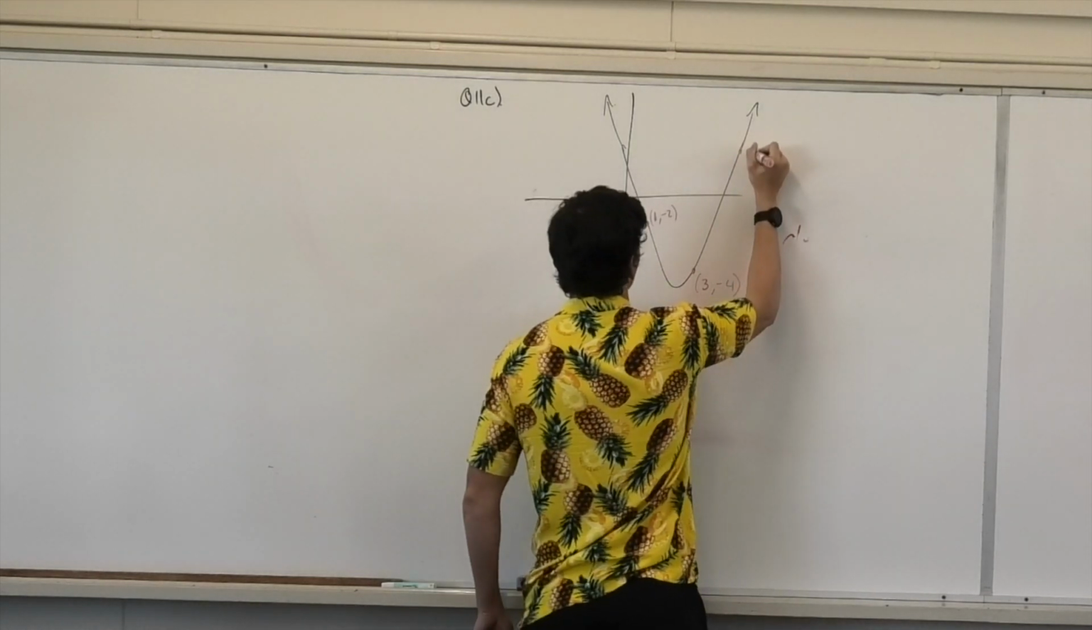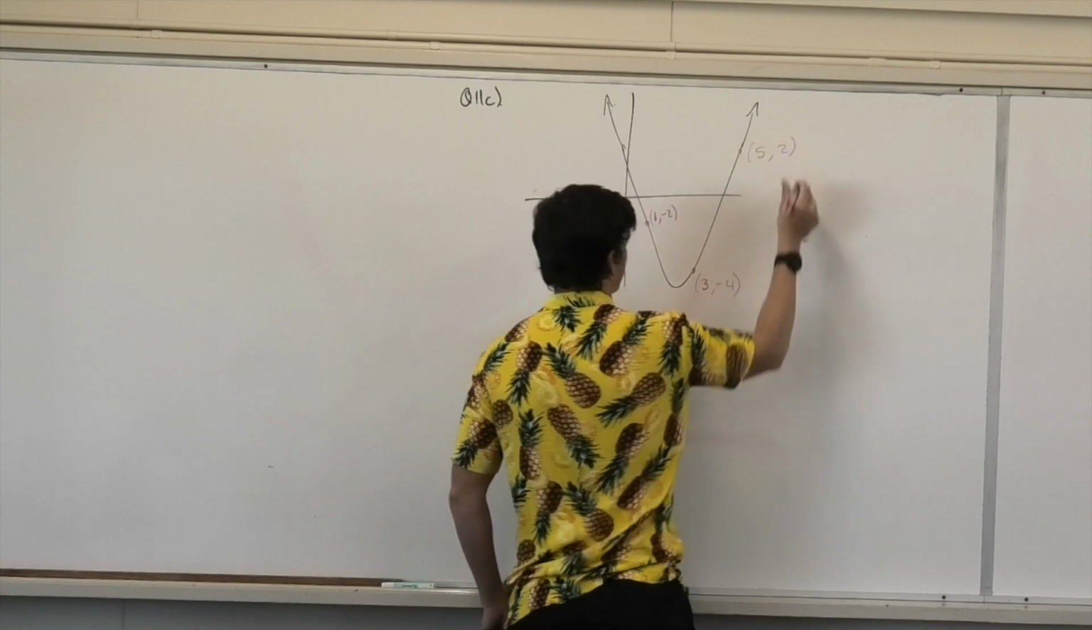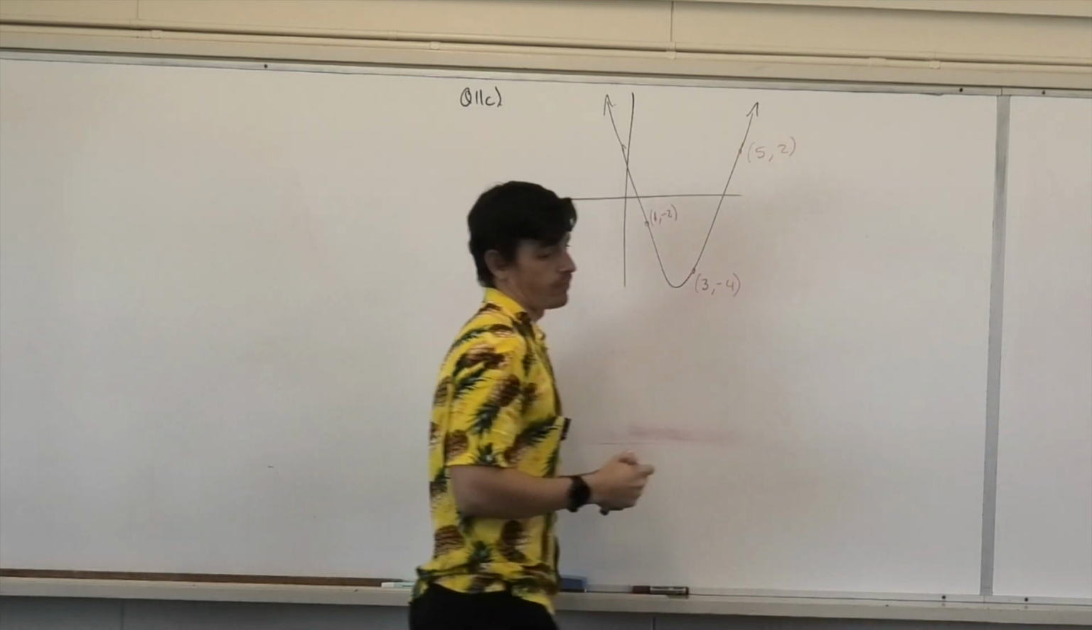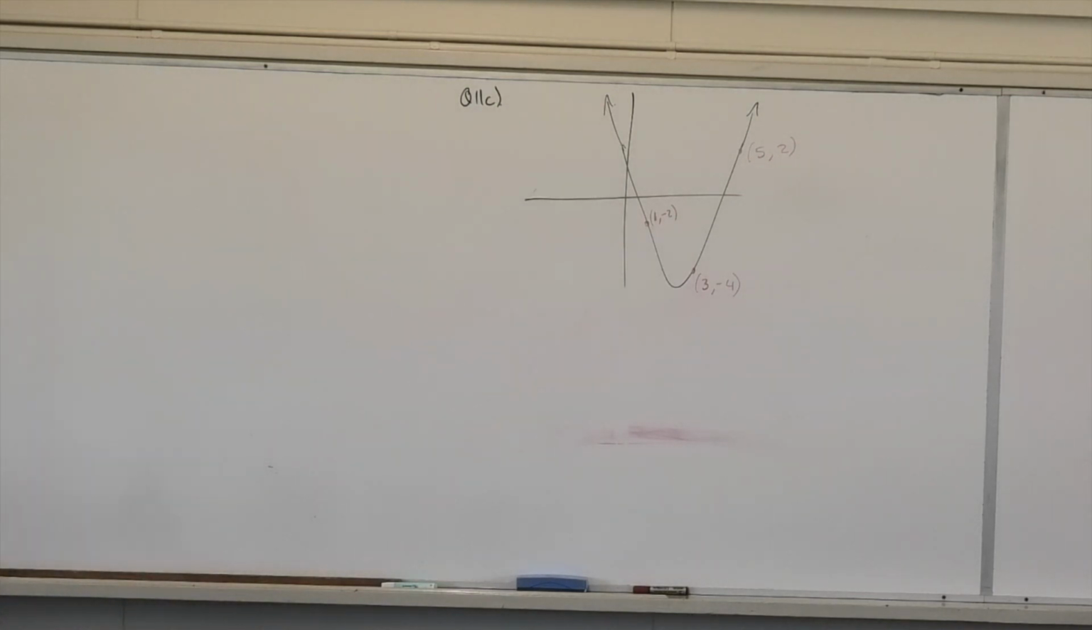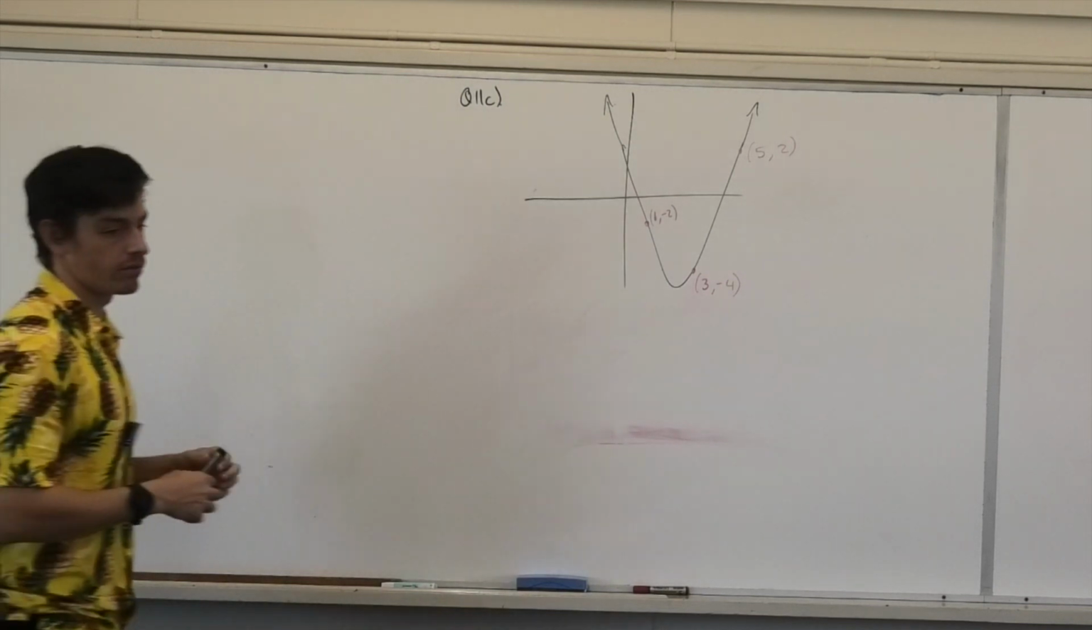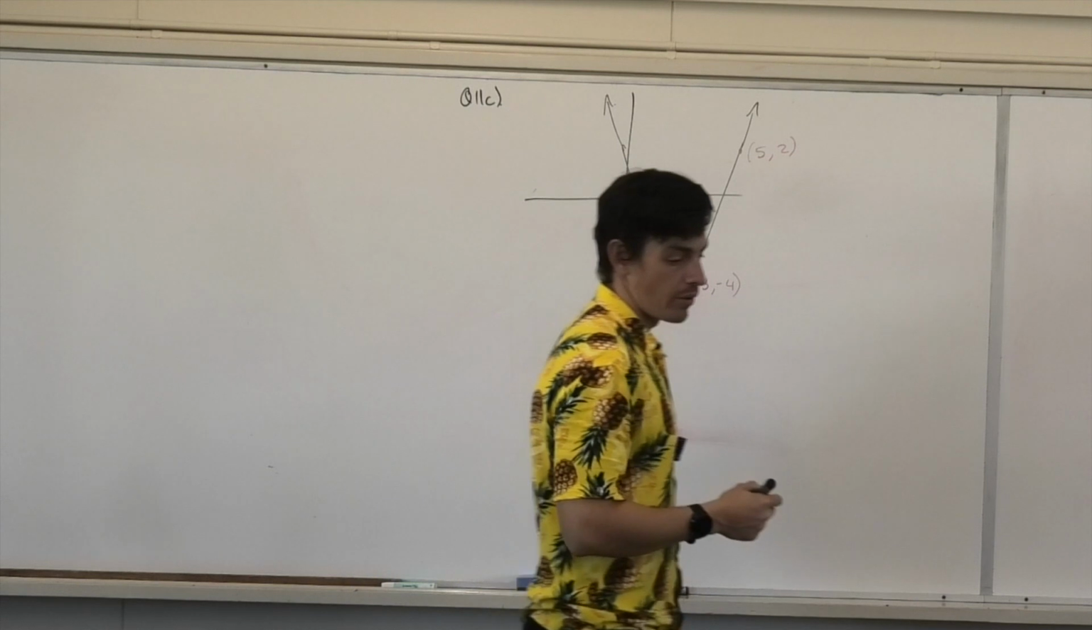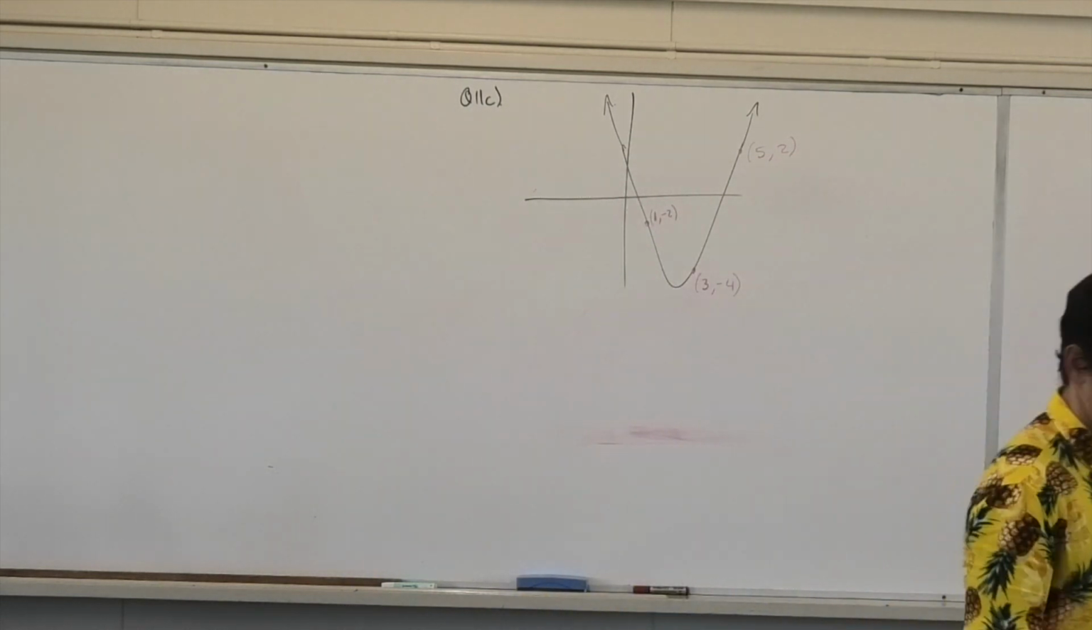5, 2. So these are the points we get given, and we have to try and find our quadratic. Do we know anything about this quadratic? Do we know where the intercepts are? Yeah. Where are they?